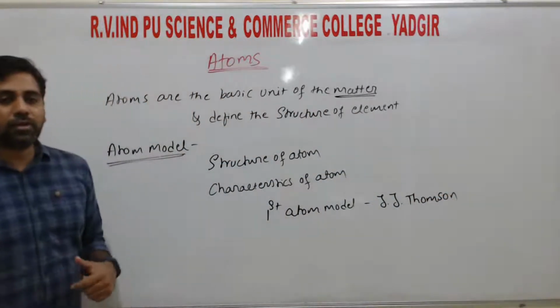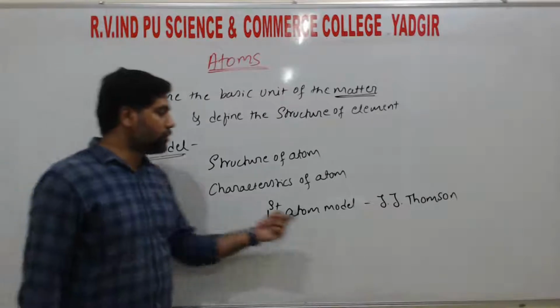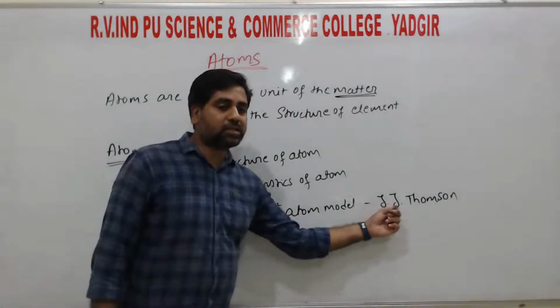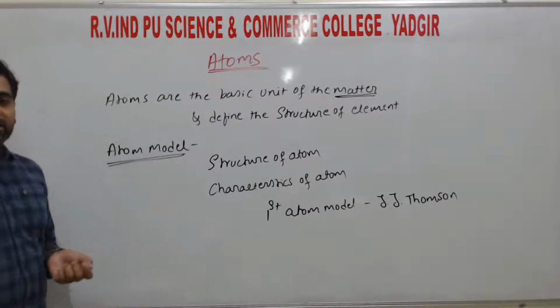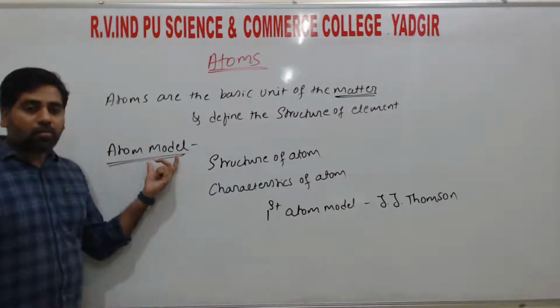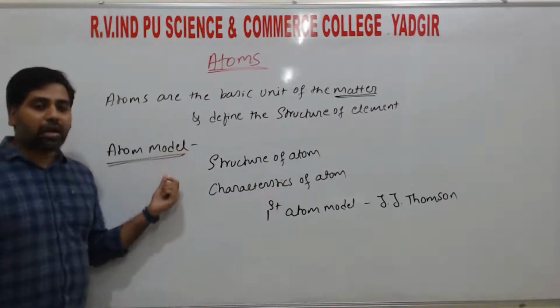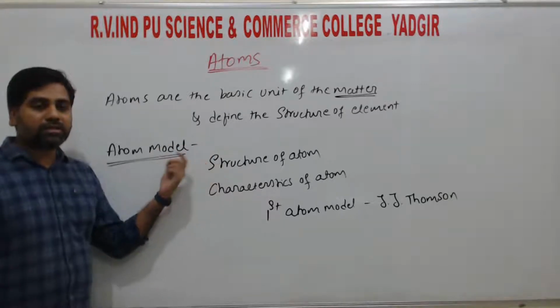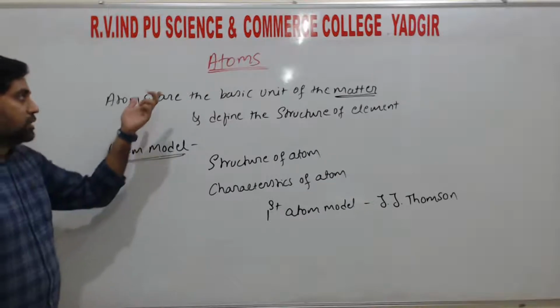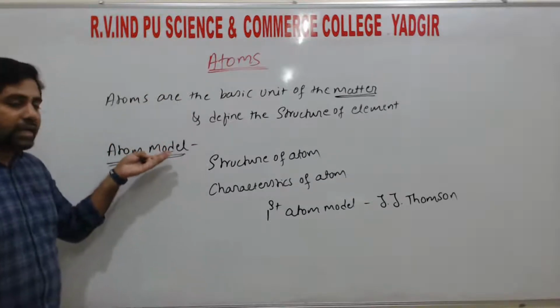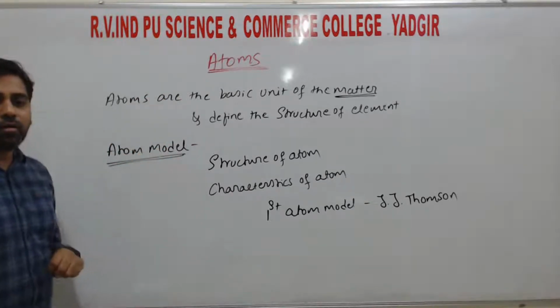Right? So the first atom model was proposed by the scientist J.J. Thompson. So in this chapter we are going to discuss this atom model. In our syllabus we have 3 types of atom models, and in this chapter we will discuss in detail these 3 atom models.